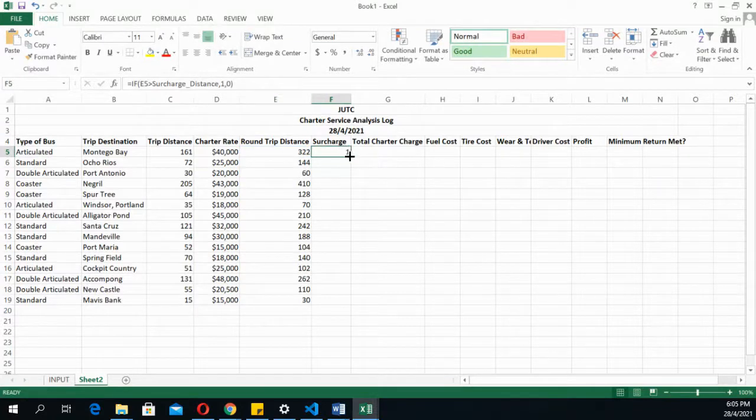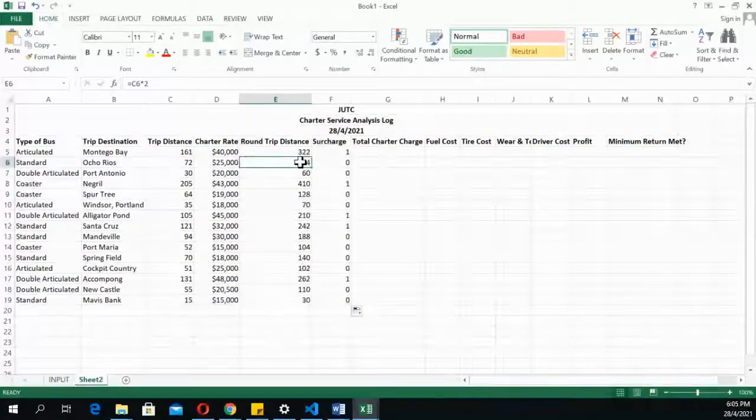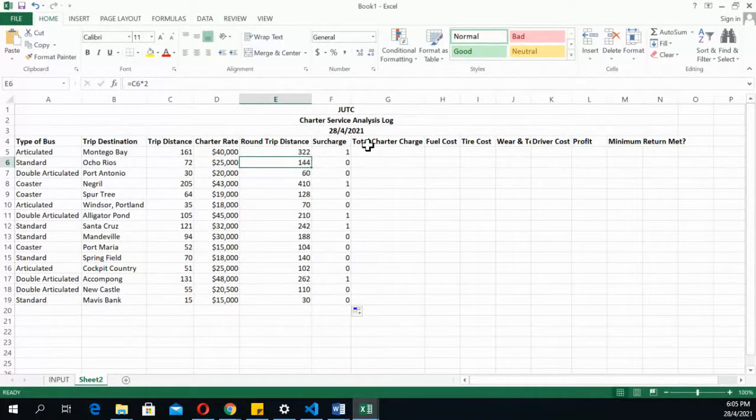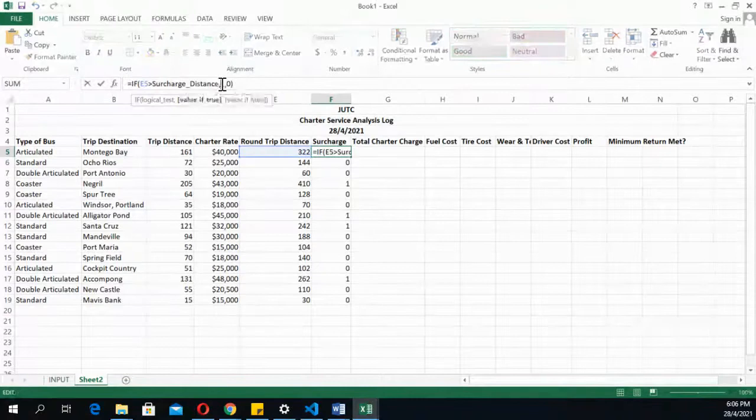I'm just going to copy down to check to see if the formula is working. All right, so I see a 0 here. And when I look at the round trip distance, it is 144, which is less than 200 kilometers. So then really I shouldn't charge any surcharge. So this is right. So I can now move on to the other part.